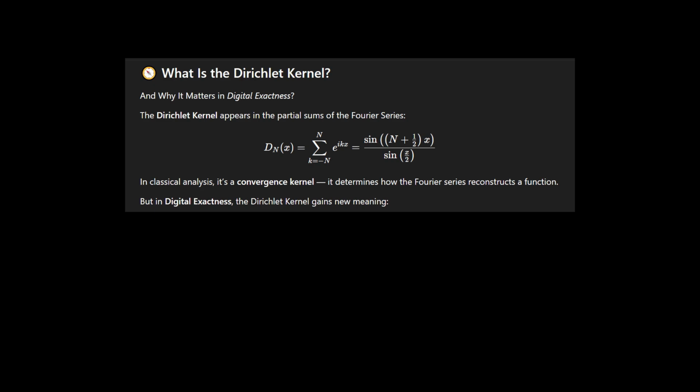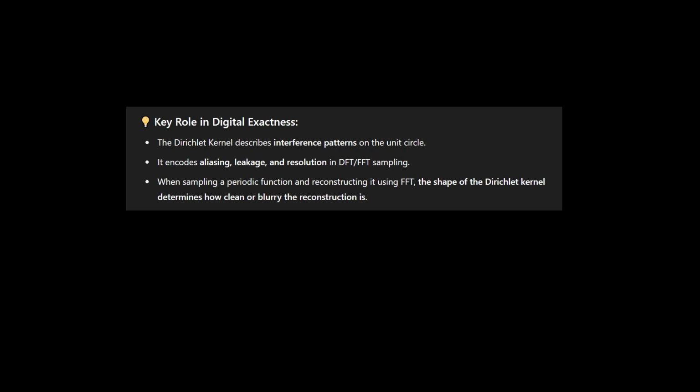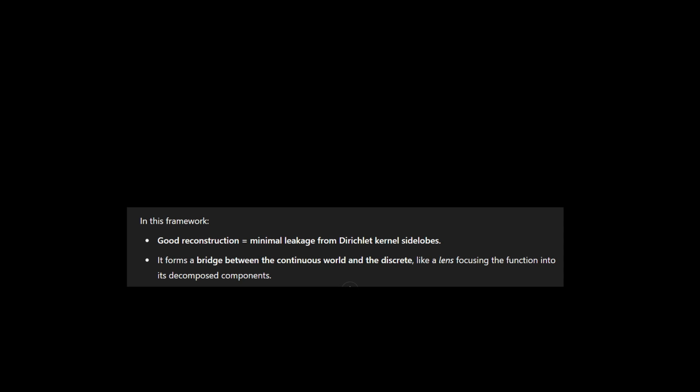But in digital exactness, the Dirichlet kernel gains new meaning. Key role in digital exactness: the Dirichlet kernel describes interference patterns on the unit circle. It encodes aliasing, leakage, and resolution in DFT and FFT sampling. When sampling a periodic function and reconstructing it using FFT, the shape of the Dirichlet kernel determines how clean or blurry the reconstruction is. In this framework, good reconstruction equals minimal leakage from Dirichlet kernel side lobes. It forms a bridge between the continuous world and the discrete, like a lens focusing the function into its decomposed components.